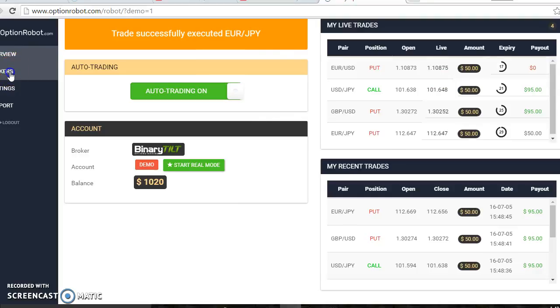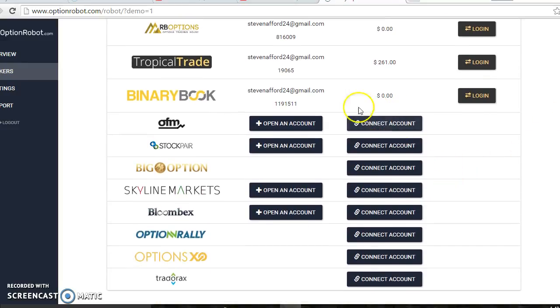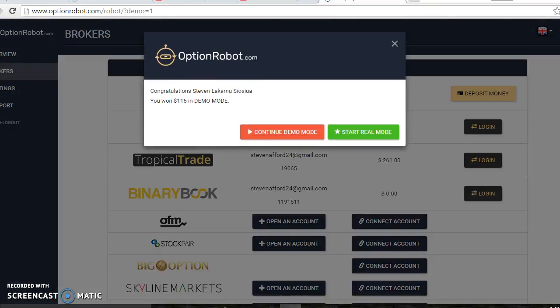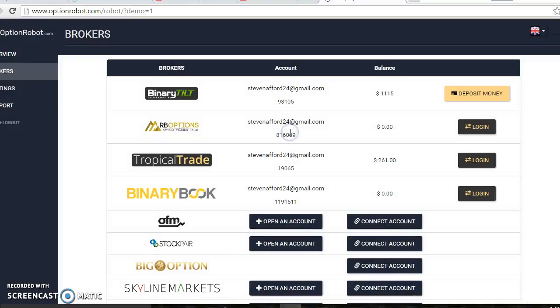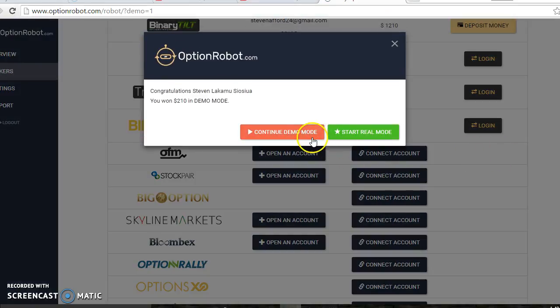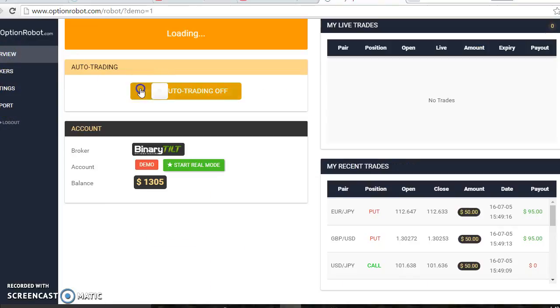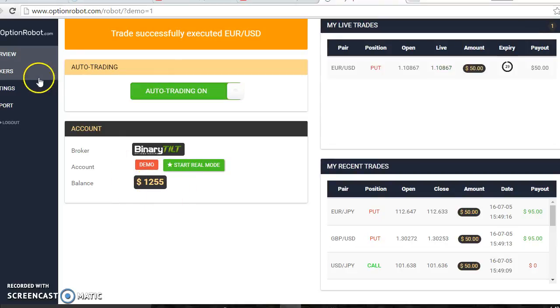Now, these are brokers. These are the brokers' platforms that have allowed Option Robot a contract to use their robot in their platform. Now, all you need to do is, there we go, it's telling me it's made a lot of money, so continue. Or you start it all up again. See, it's gone up. It's made $300 in that short space of time.